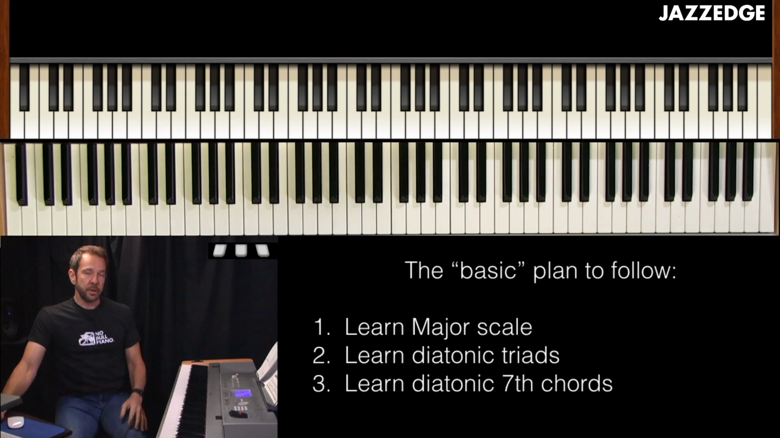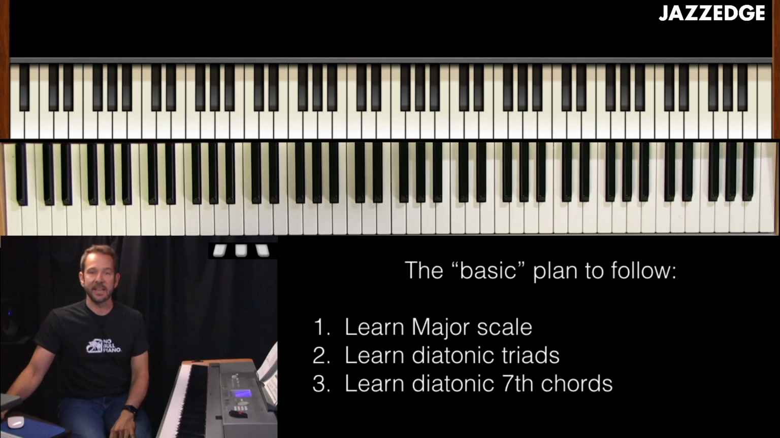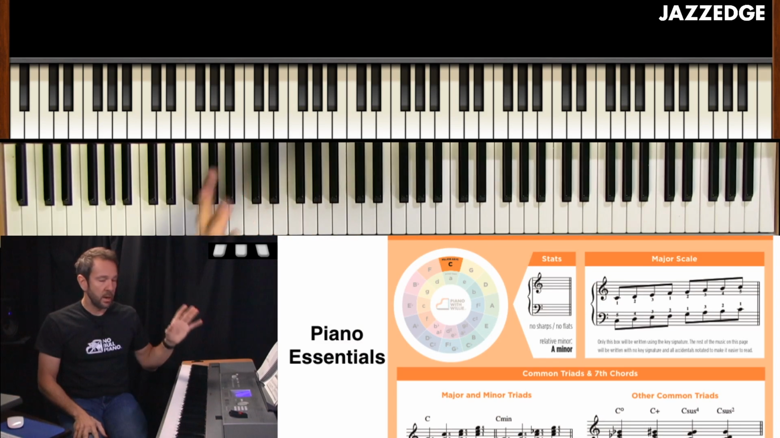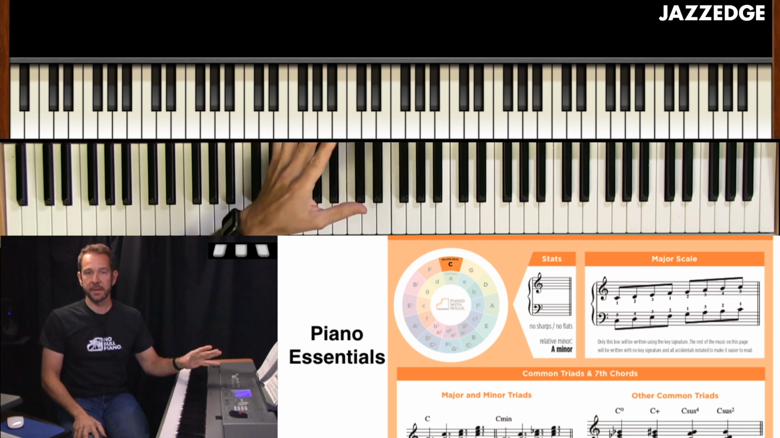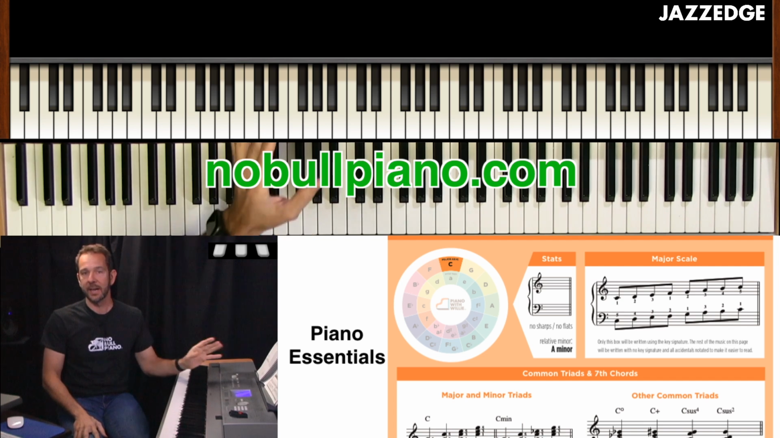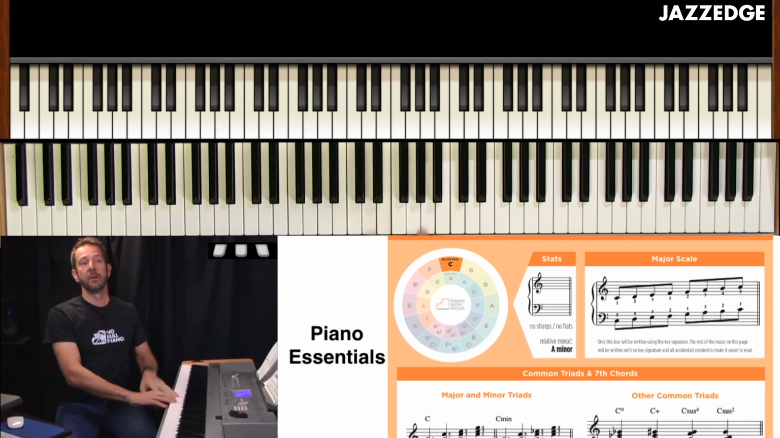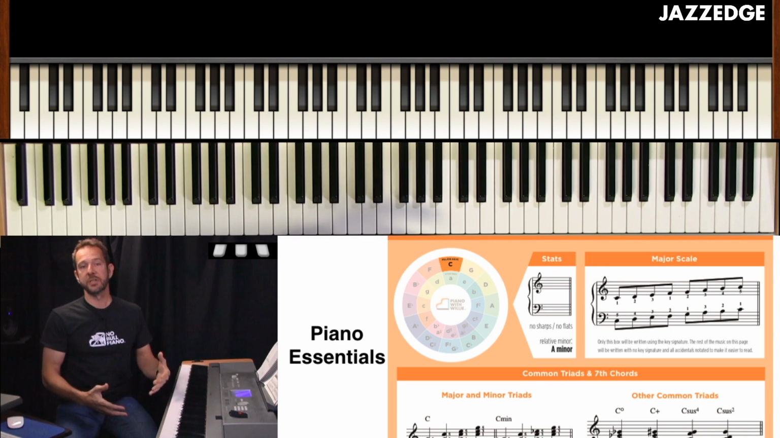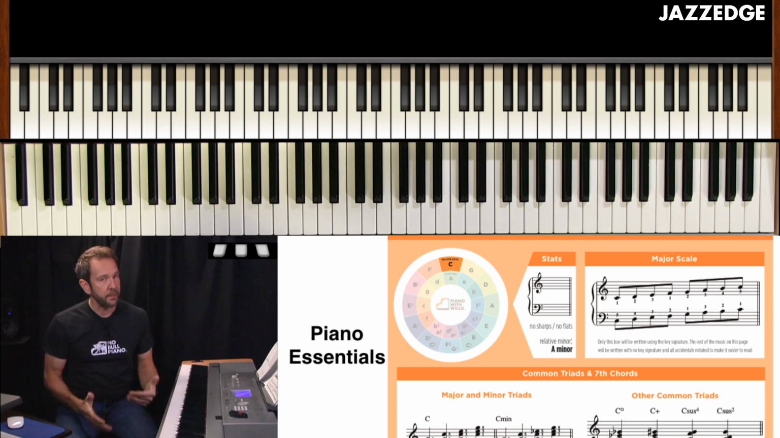All right, so learn the major scale, learn the diatonic triads, learn your diatonic seventh chords. Now, all of this stems from your Piano Essentials. And if you want to get this Piano Essentials sheet, you're going to want to go back to my nobullpiano.com website. Piano Essentials is where you learn the scale, you learn your triads, you learn your seventh chords, you really start to understand the key and the scale.